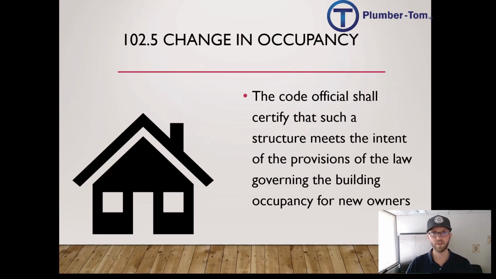102.5 addresses the issue of change in occupancy. Now, first of all, we have to understand, what does that occupancy mean? We find this well defined in chapter 4 as we look at different types of fixtures and the number of fixtures that go into buildings, and they classify buildings by occupancy, and the occupancy is determined by what the building is used for. Occupancy is, what is the building used for? Is it a house? Is it a business? Is it a school? Is it a hospital?